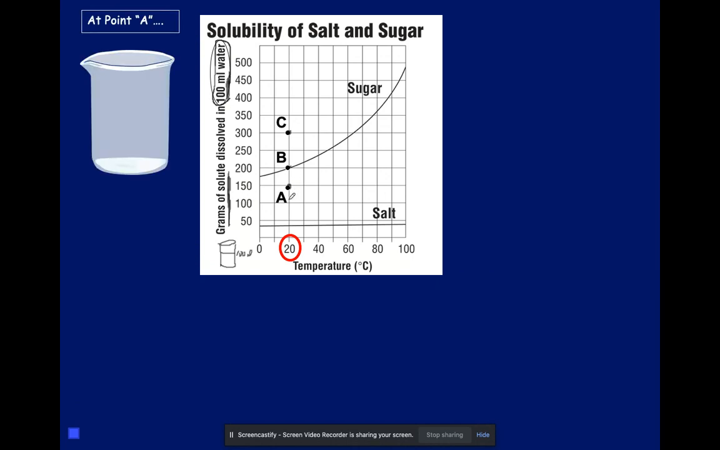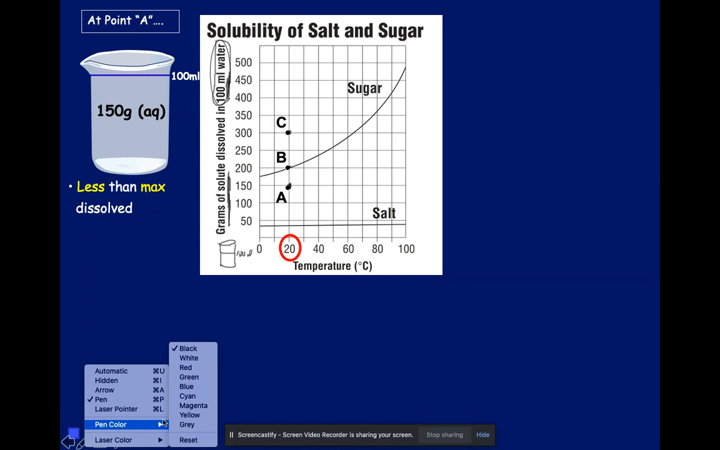At point A, where are we? We have 100 milliliters of water, and we're going to put 150 grams of this solute in it. Let's say we're using sugar, so I'm going to use the sugar line. If I put 150 grams of sugar in here, I would be at point A, below this line. That tells me I have less than the maximum that could dissolve in the solution.